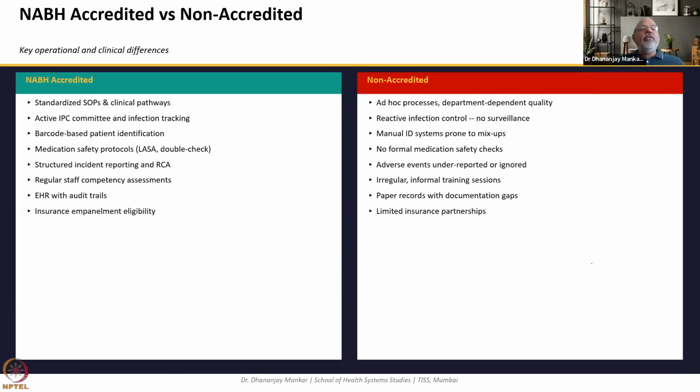So we need to change this, and there is structured incident reporting, which gives us the answer why we need to go for a root cause analysis, and what root cause analysis will give us. As I stated previously, EHR and clinical audits, or audits as such, are improving and making the operational efficiency part better in the NABH accredited hospital.